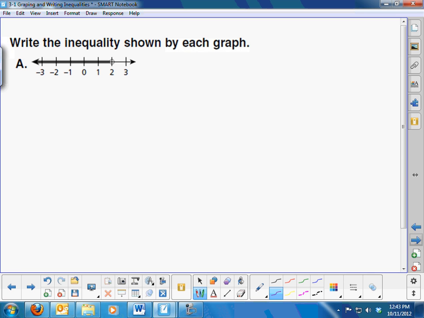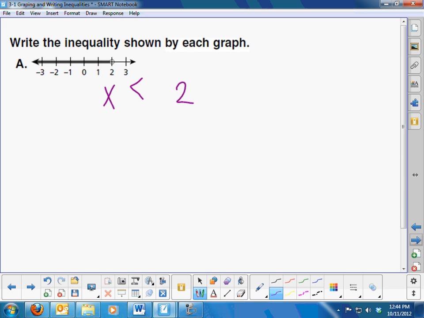All right, now let's look at it in a different way. Now I'm given the graph, and I want to write the inequality. So I can choose any letter I want. I'm going to choose x. X is, now I need to decide if I want less than or greater than. If I know my critical value is 2. Now, did they shade numbers that are smaller than 2 or numbers that are greater than 2? They shaded numbers that are smaller, so I'm going to use a less than sign.